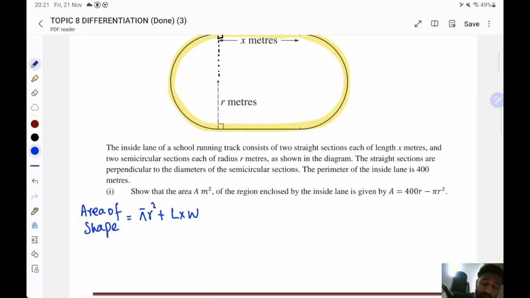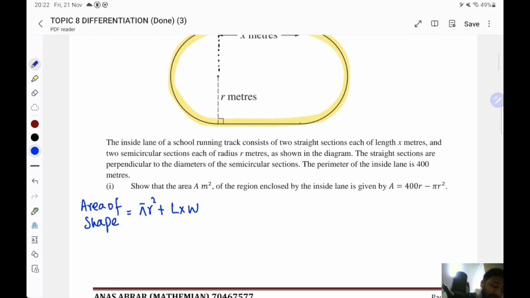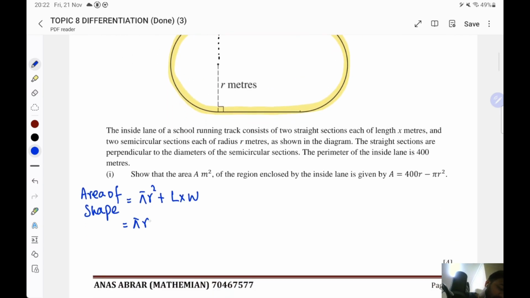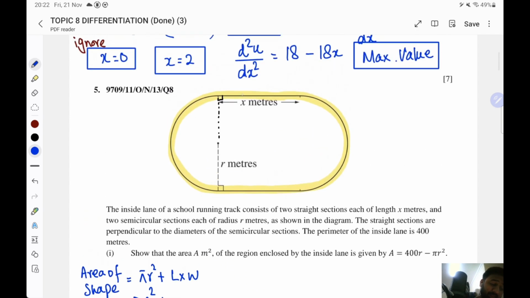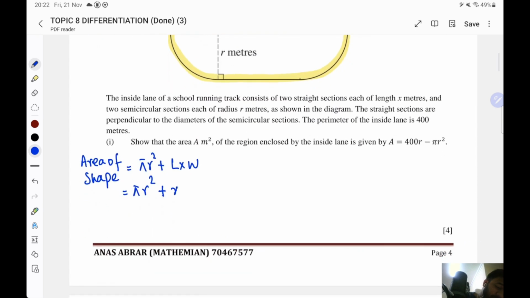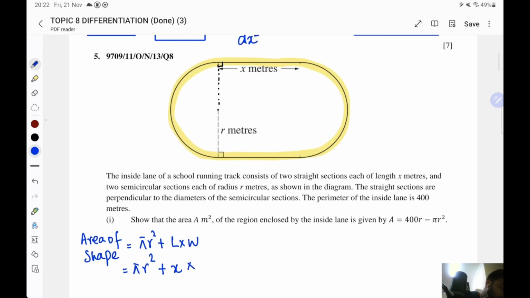If you see there is no length, there is no width, so we basically need to substitute the value of length and width. If you look at the length, that is x, and times the width, if you just have a look, the width is basically this portion. This is the width of the question, and if you agree with me, this is the center of the circle, which I'm marking as O.